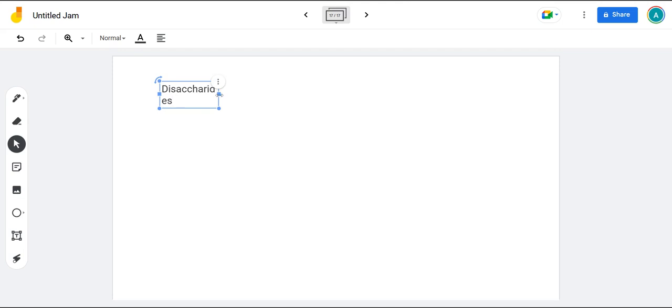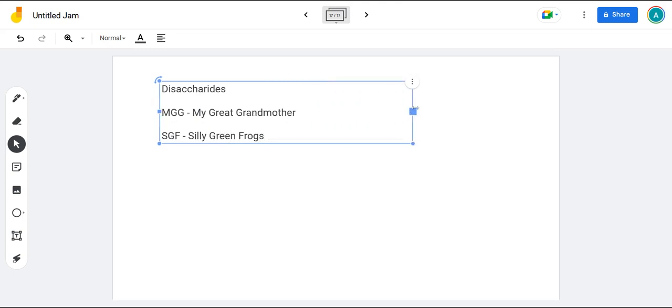Now, I've got a really silly way of remembering disaccharides, but it works for me and it might work for you. So, MGG, SGF. I can't just randomly remember them, I've got silly ways to remember them. So, this one is my great grandmother, and this one is silly green frogs. Let me tell you what they stand for.